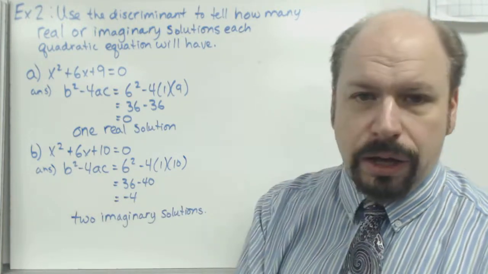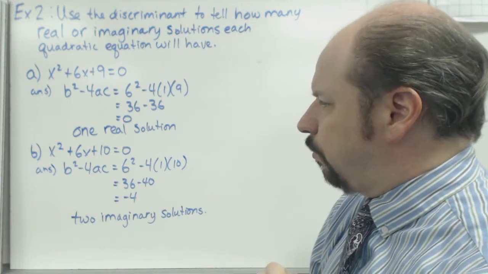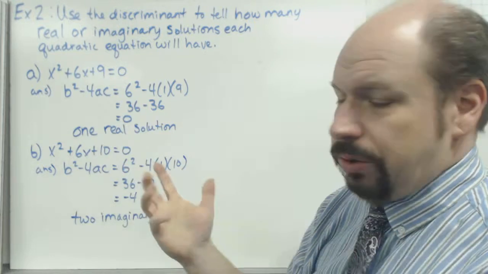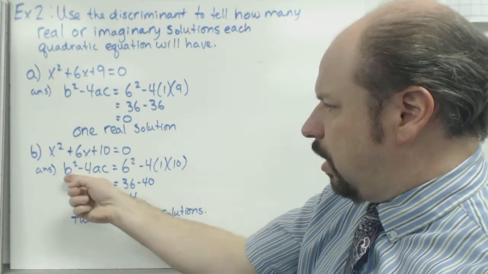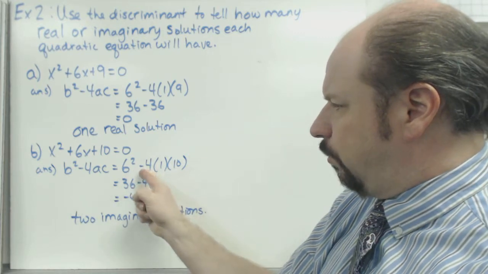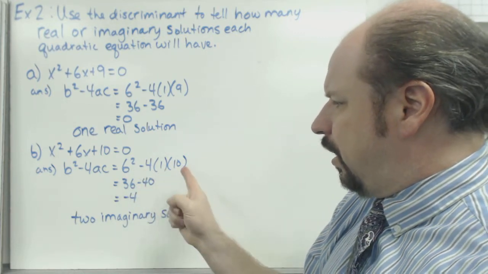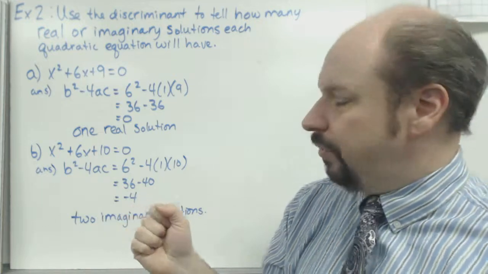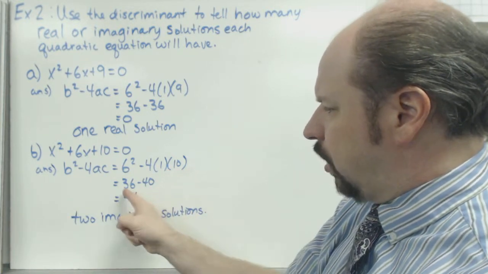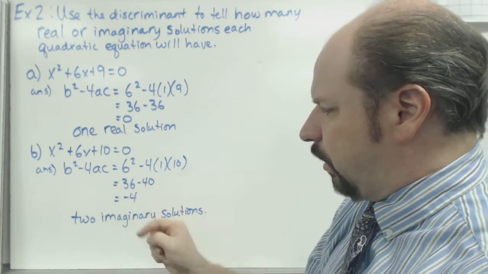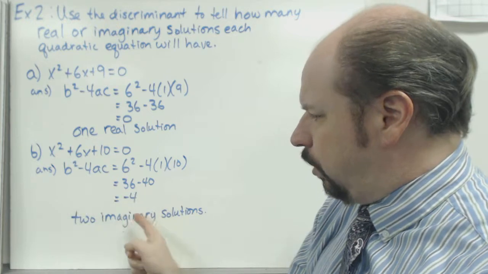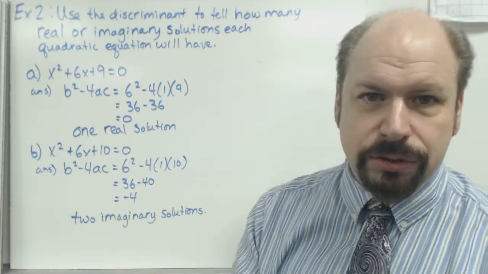Okay, for example B, x squared plus 6x plus 10 equals 0. Notice this is the only number that's really changed here. So in our b squared minus 4ac, we once again have 6 squared minus 4 times 1, and this time it's times 10 instead of 9. So 4 times 1 times 10 is 40. So we have 36 minus 40, which is negative 4. Since our discriminant here is negative, we have 2 imaginary solutions.